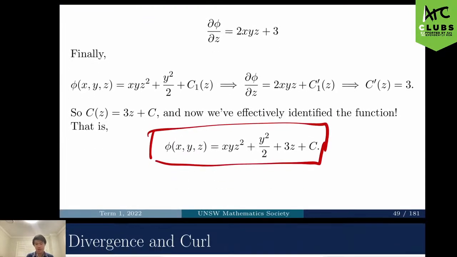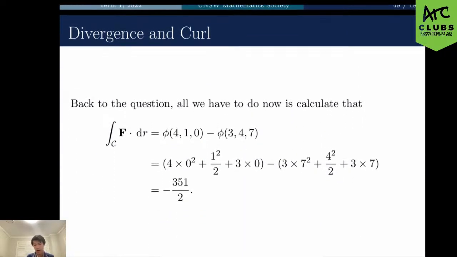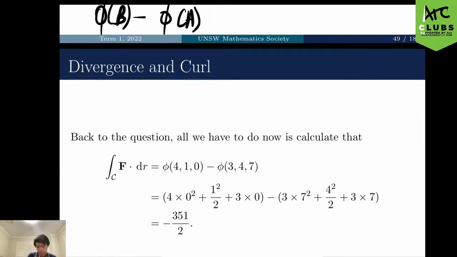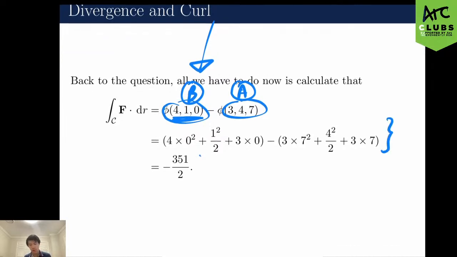And you can guess, because we've got this thing where it's phi b minus phi a, it's good that we have the constant, because that will actually cancel out. It doesn't matter that we don't know what the constant is. So all we have to do now is just sub this into the ending point, b, and the starting point, a, and we'll be all good. Cool. And this is just more algebra, arithmetic, and we're all happy.